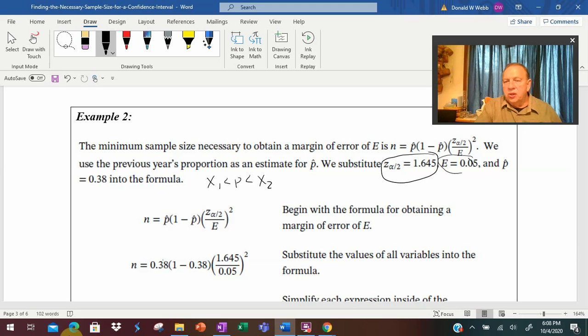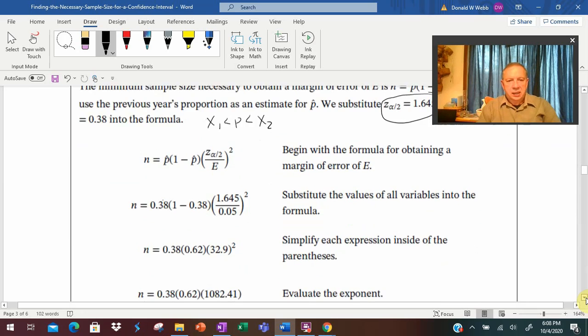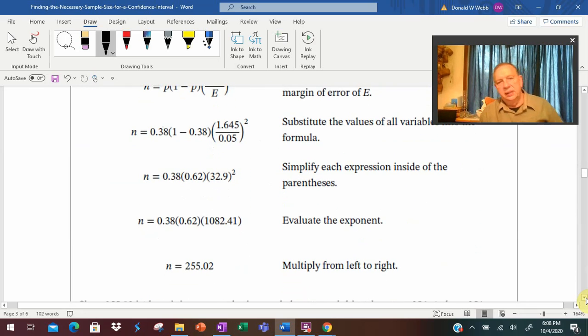The E, I want a margin of error plus and minus 0.05. Put that in there, and then I'm going to square that. So I do this division, everything inside before I square. Okay, so this was the 32.9. I want to square that. That's my 1082.41. 0.38 again. 1 minus 0.38 is my 0.62, so I've got everything inside the parentheses done.